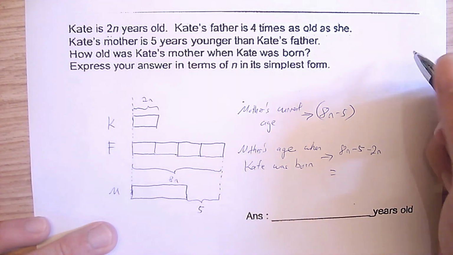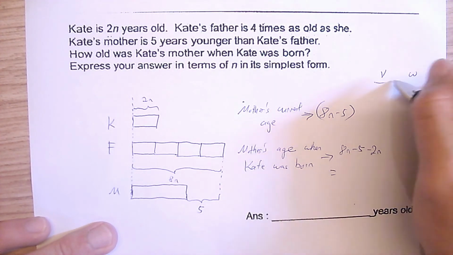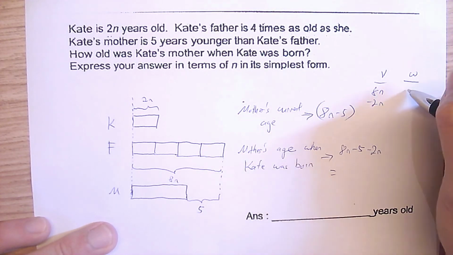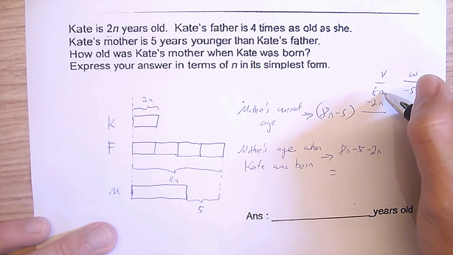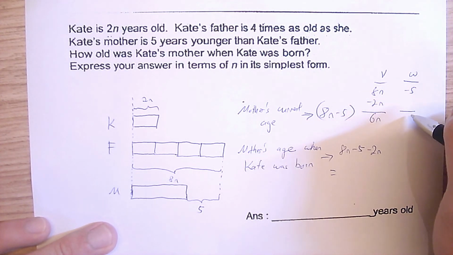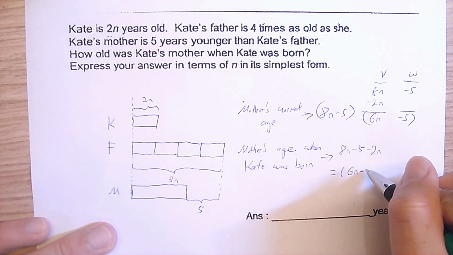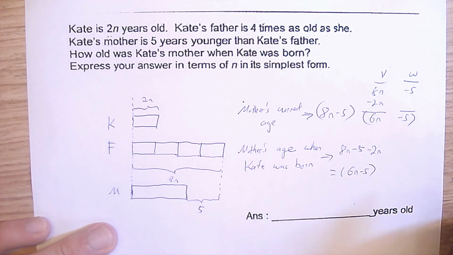Okay, so remember my method. Variable, whole number. Variable is 8n, then minus 2n, whole number is just minus 5. So 8n minus 2n gives us 6n. Minus 5 coming down, there's nothing else, right? So just minus 5. So the answer is just 6n minus 5. This will be the final answer.